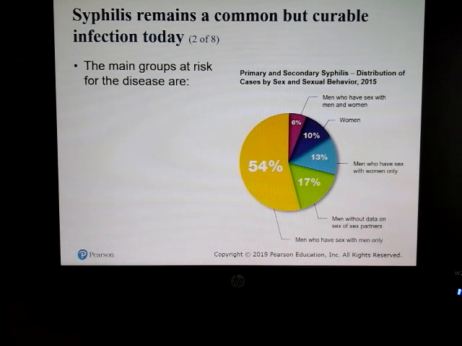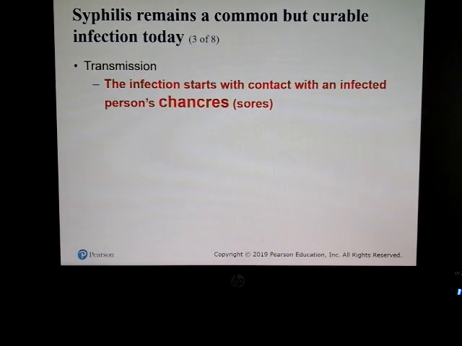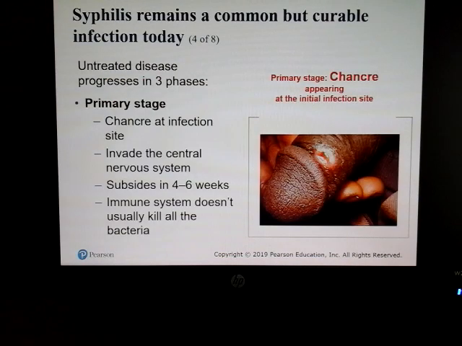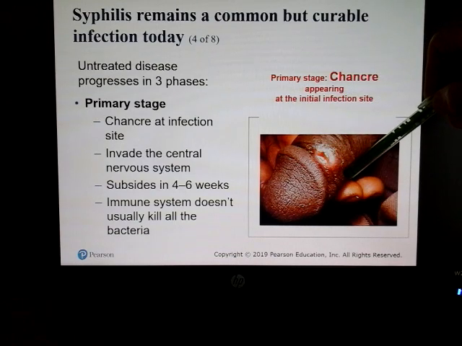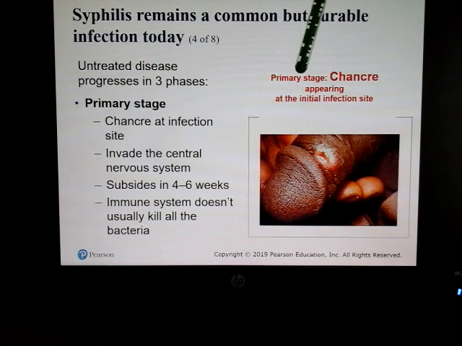So I'm going to go through a couple phases that I want you to know for syphilis. First off, the infection starts with contact with an infected person's chancre sores. Okay, so it starts with chancre sores. So, in the primary stage, the chancre will appear at the initial site of the infection. And right here you can see this is what a chancre looks like. So again, for your test, primary stage, chancre appears at the initial infection site.